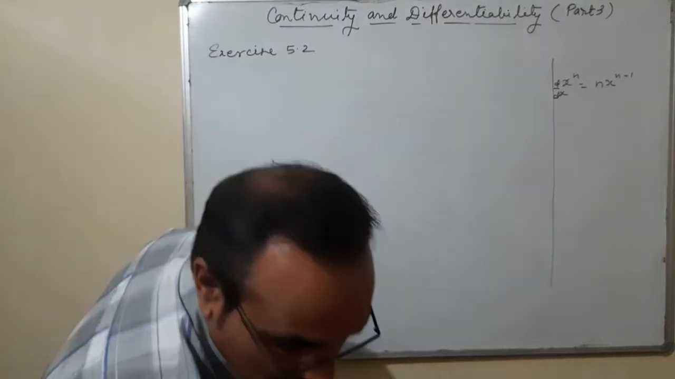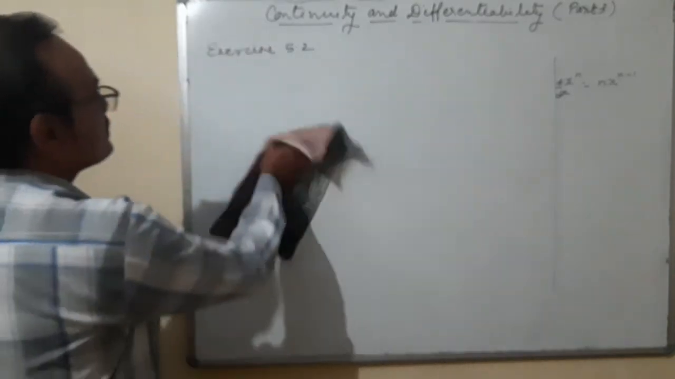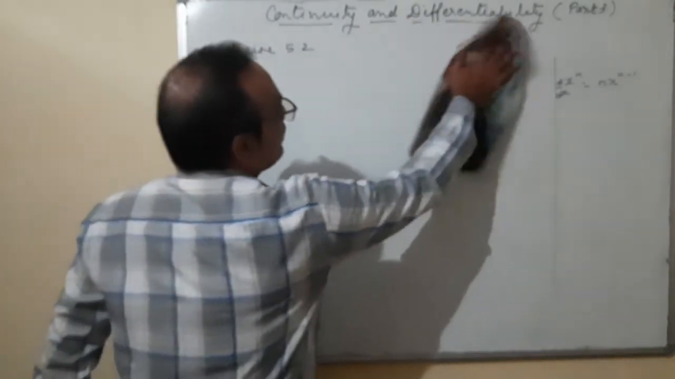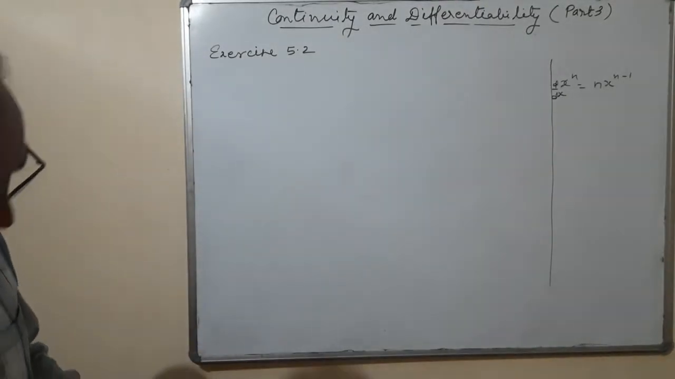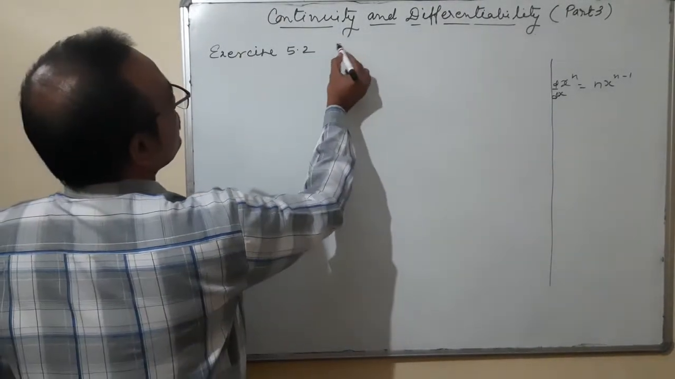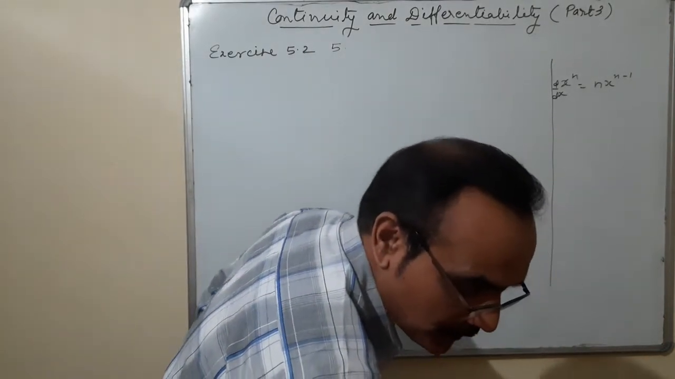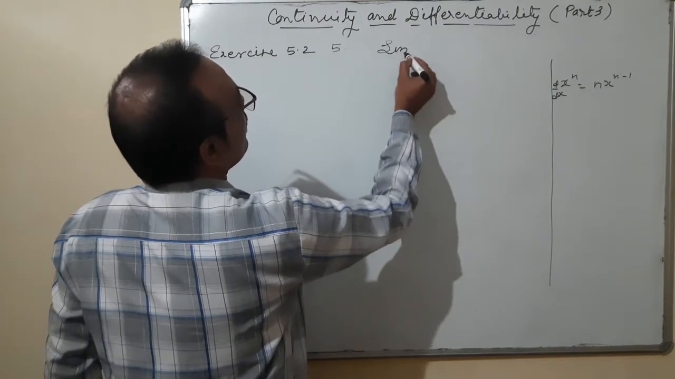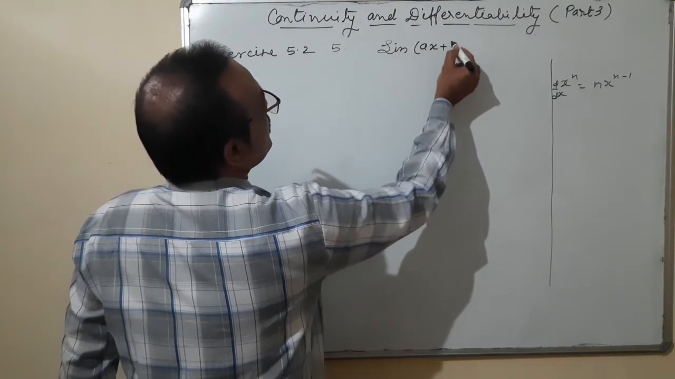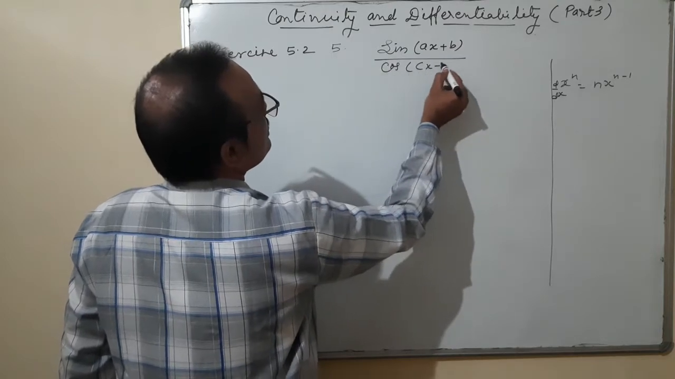What is question number 5? The fifth question: sin(ax plus b) upon cos(cx plus d).